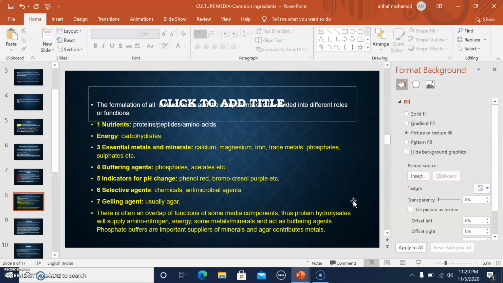There is often an overlap of conditions of some media components. Thus, the protein hydrolysates will support the amino acid nitrogen. So there is often an overlap of function of some media components, and the protein hydrolysate supplies amino nitrogen and energy. Some minerals or metals act as buffering agents. Phosphate buffers are important suppliers of minerals and nitrogen.